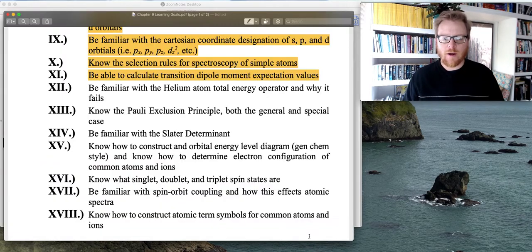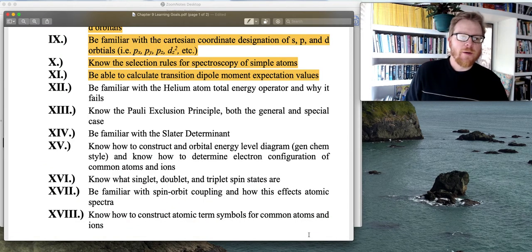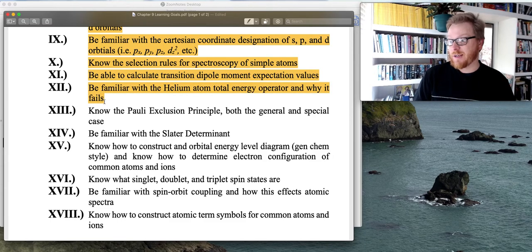Continuing along, let's review those learning goals that we went through last time. So we talked about the helium atom total energy operator and why it fails, because electrons interact.